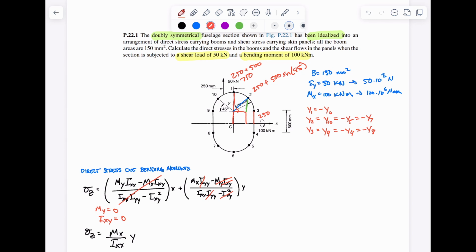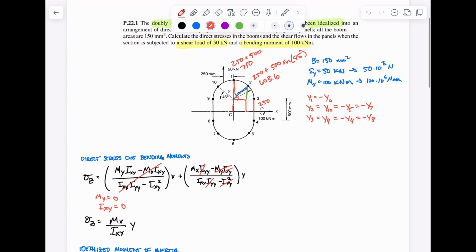So this will be 603.6. Let me write it down here. y1 is 750, y2 and all these are equal to 603.6, and y3 is 250.